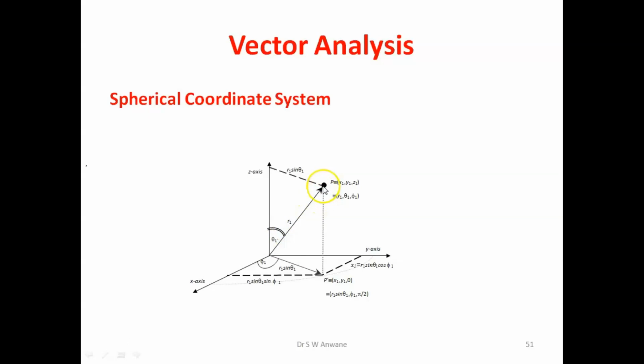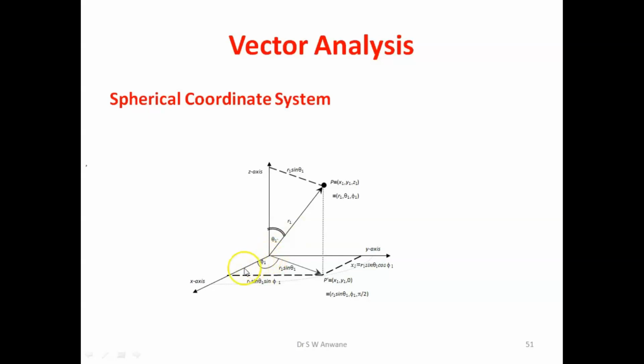If you project this point onto the xy plane, it will be P dash (x1, y1, 0). So the z coordinate is made 0. Now the position vector of this P dash makes an angle phi 1 with the x-axis. So these are the three coordinates r, theta and phi.